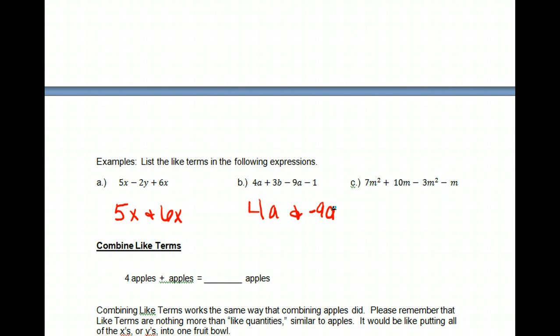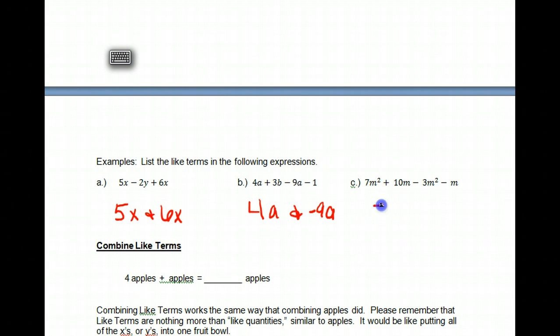Please remember that the sign that is in front of the term belongs to the term, and you have to bring it down with it everywhere that it goes because it's part of it. Okay? And in letter C, we do have two sets of like terms.